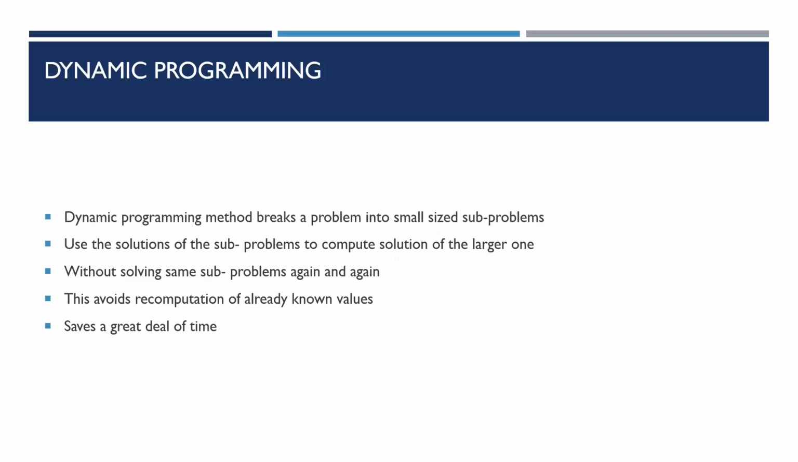I repeat, the principle of this dynamic programming method is that it breaks a large problem into small-sized subproblems, finds the solutions for these subproblems, and uses them in order to solve the larger one. The advantage is that the solutions of these subproblems can be used again and again instead of solving them several times, because of which we can save a lot of time. That is the basic principle of this dynamic programming method.